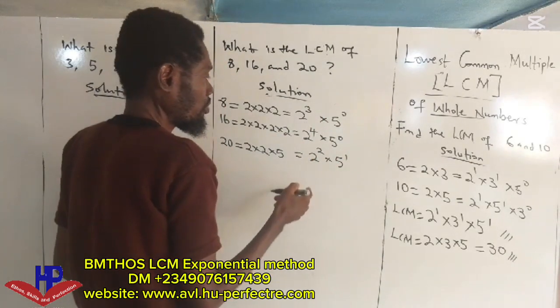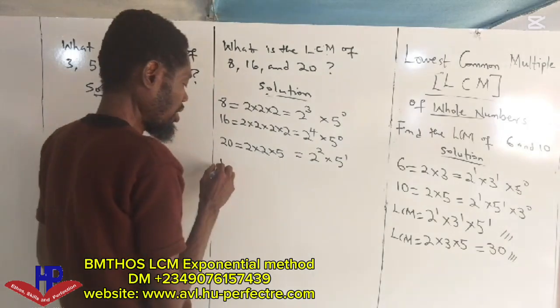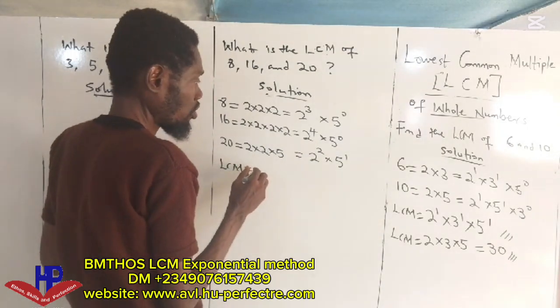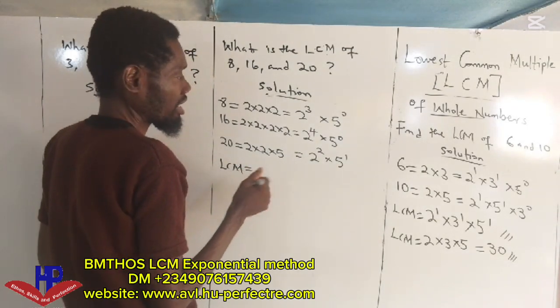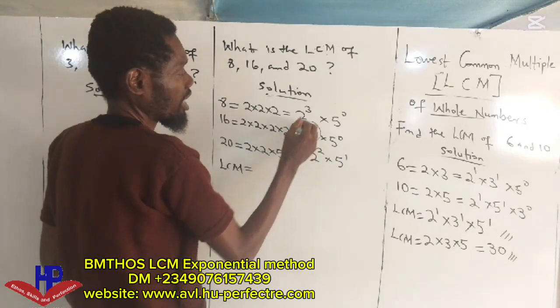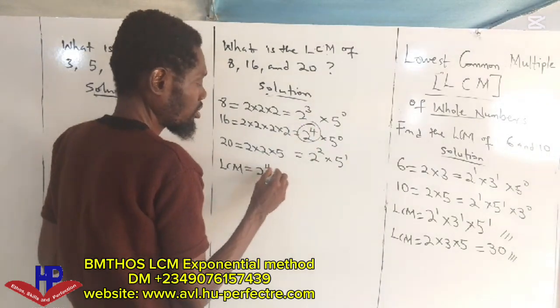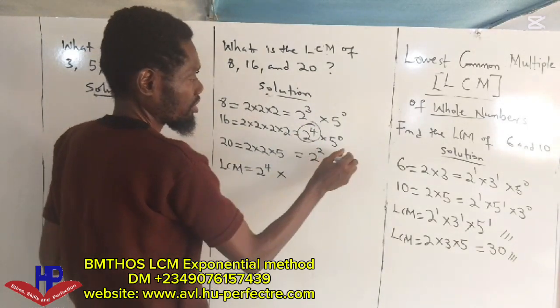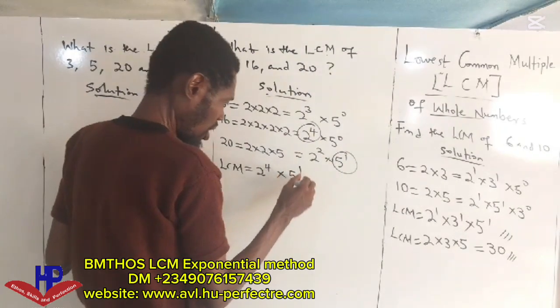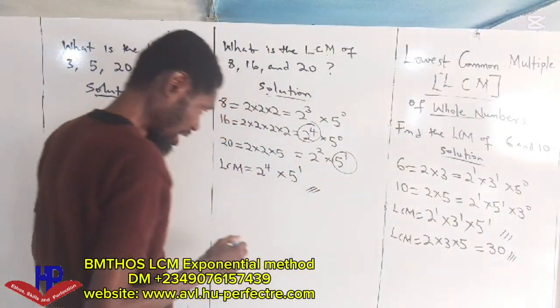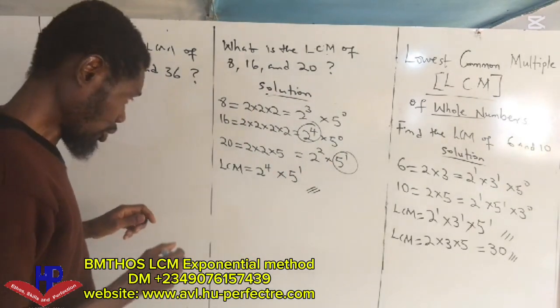They all have 2, they all have 5. So our LCM will be equal to the ones with the highest power. In the family of 2, this is the highest power, 2 to the power 4, times in the family of 5, this is the highest power, 5 to the power 1. This is your final answer in index form or exponential form.